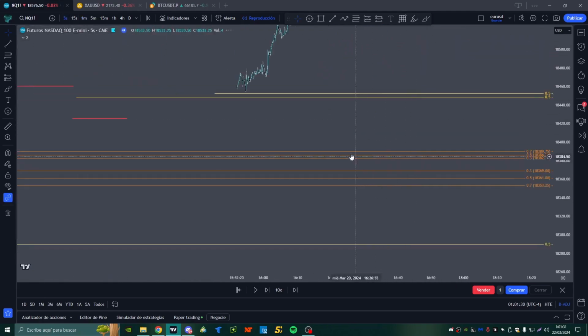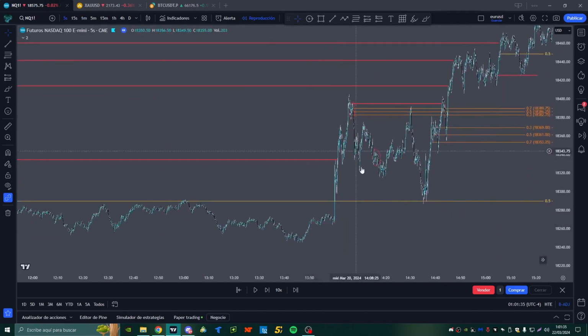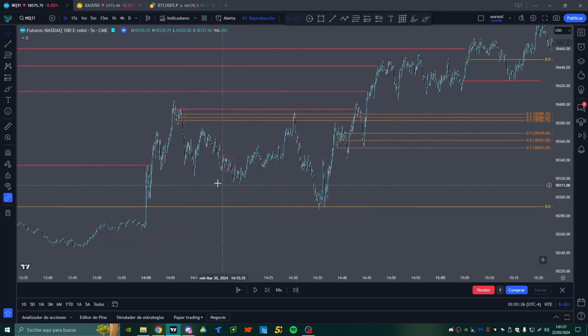You know, if you want to go into more detail, go in 5-second intervals, and follow each movement with the same logic I've always explained to you.